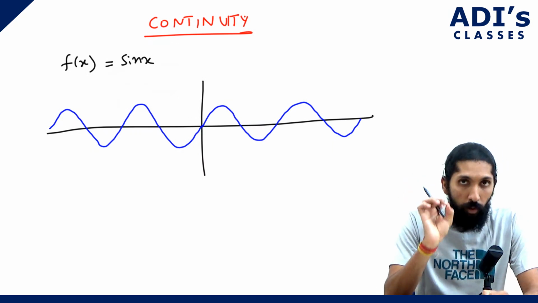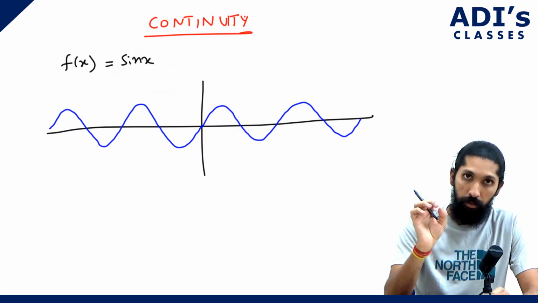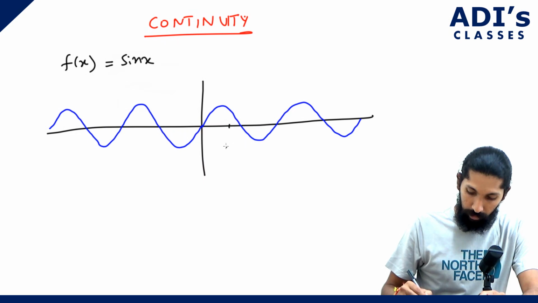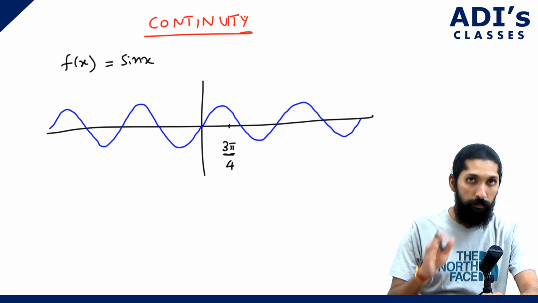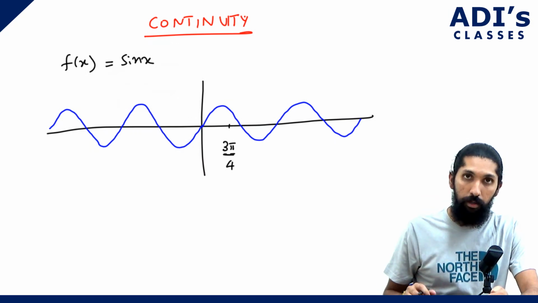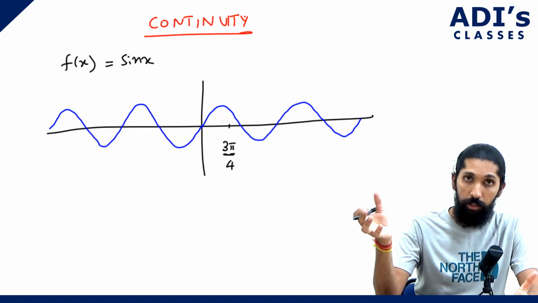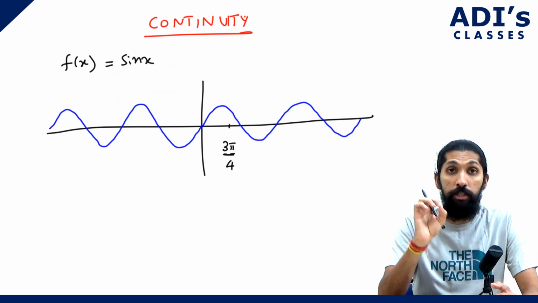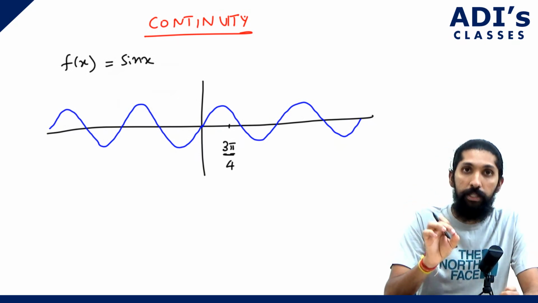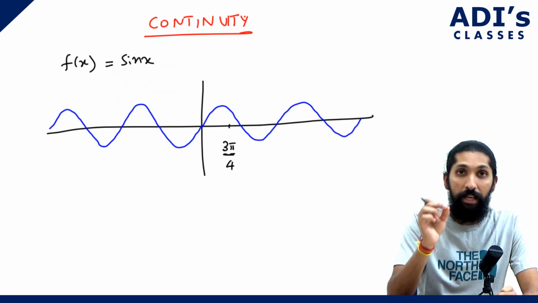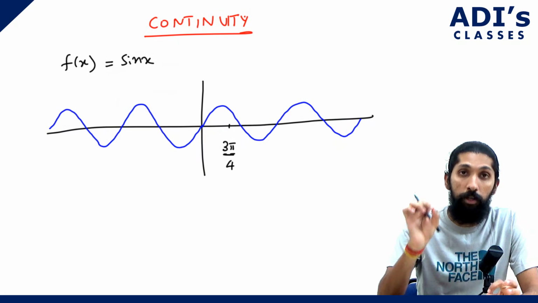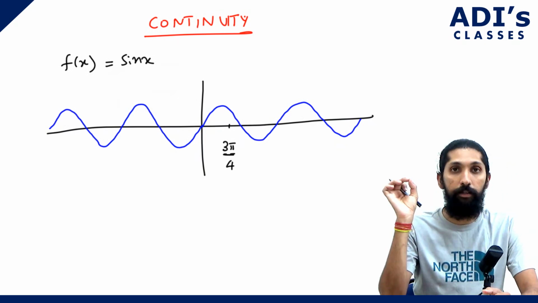Now, we look at one single point. Let's say we look at a point, say 3 pi by 4. We are not looking at the entire sine function, we are looking at just one particular point. When we say that the function is continuous, we have to specify where it is continuous, or whether it is continuous or not. That's why we talk about continuity of a function at a particular point.